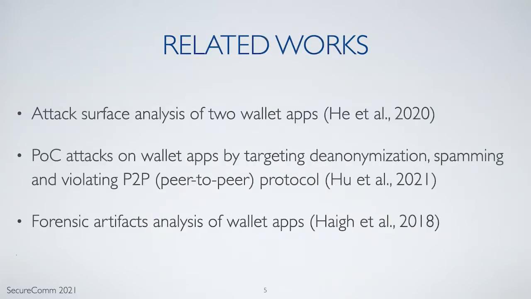In recent years, several analyses have been conducted on wallet apps. By abusing accessibility permission and USB debugging technique, an attacker can capture sensitive information. Hu et al. demonstrate 3 attack scenarios which target de-anonymization, spamming, and violating peer-to-peer requirements of Bitcoin protocol. Another group of researchers analyzed forensic artifacts of wallet apps and developed a Trojan as a proof of concept by repackaging a wallet app to steal user credentials.